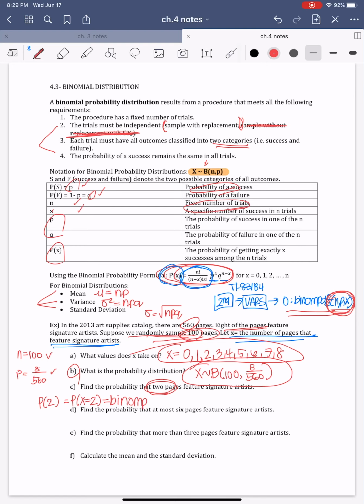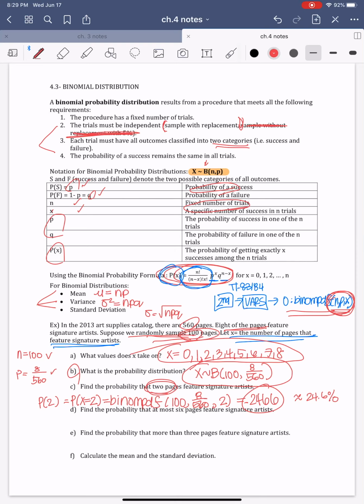So I'm going to write down this one here. Binom PDF, 100, 8 out of 560. Those are the numbers that we put. We get 0.2466, about 24.6%. So if you open up 100 pages, the probability of having 2 pages that feature signature artists is about 24.6%.